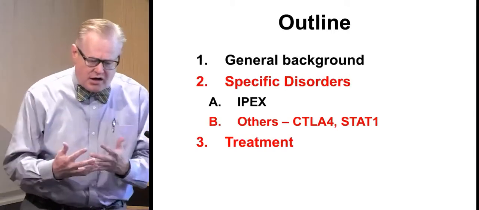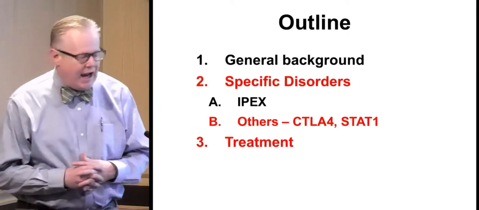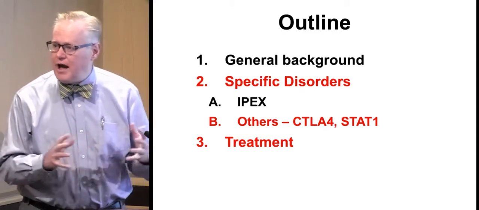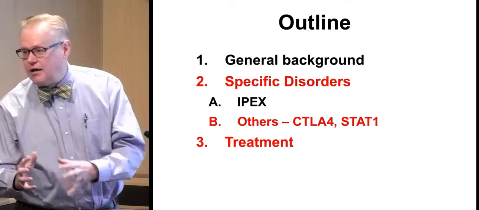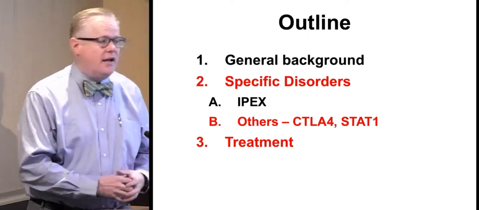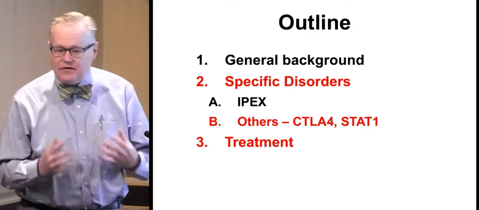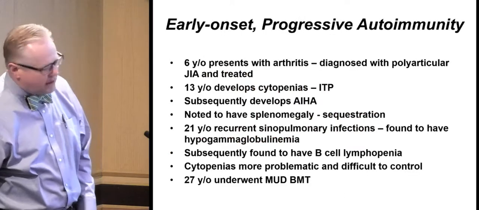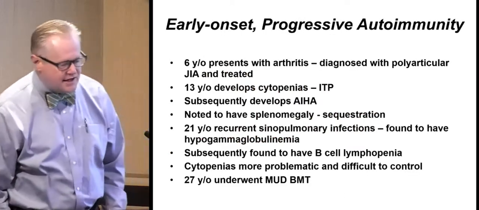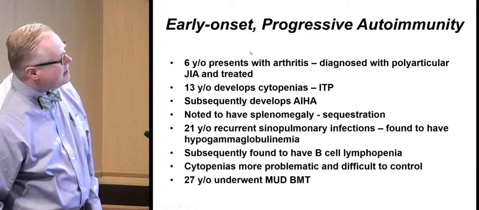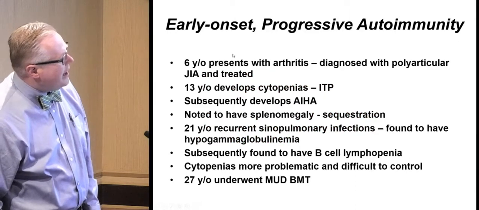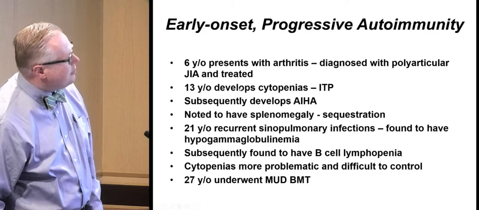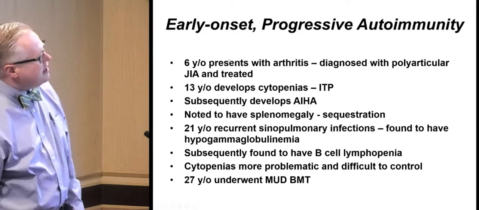So let me move on and talk about some of these other disorders, because I think it's informative, and I would suspect that you may have seen some of these patients floating around because they tend to show up in the GI clinic, the dermatology clinic, and the endocrinology clinic, because they've got those sorts of problems, as you'll see. I'll use a couple of clinical vignettes. This is a 6-year-old who presents with arthritis, diagnosed with polyarticular JIA and treated by my mentor who trained me in pediatric rheumatology, David Sherry, for a long time as just a JIA patient.